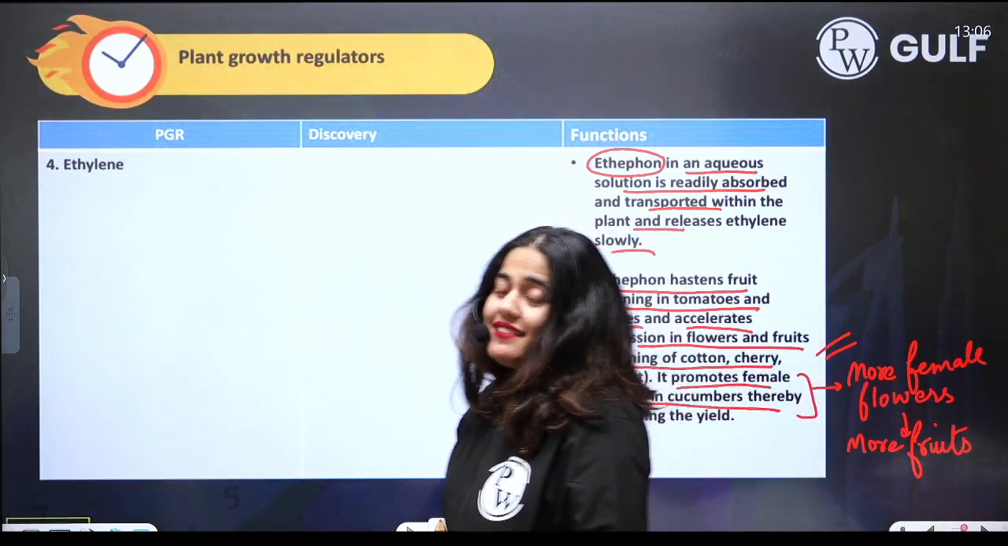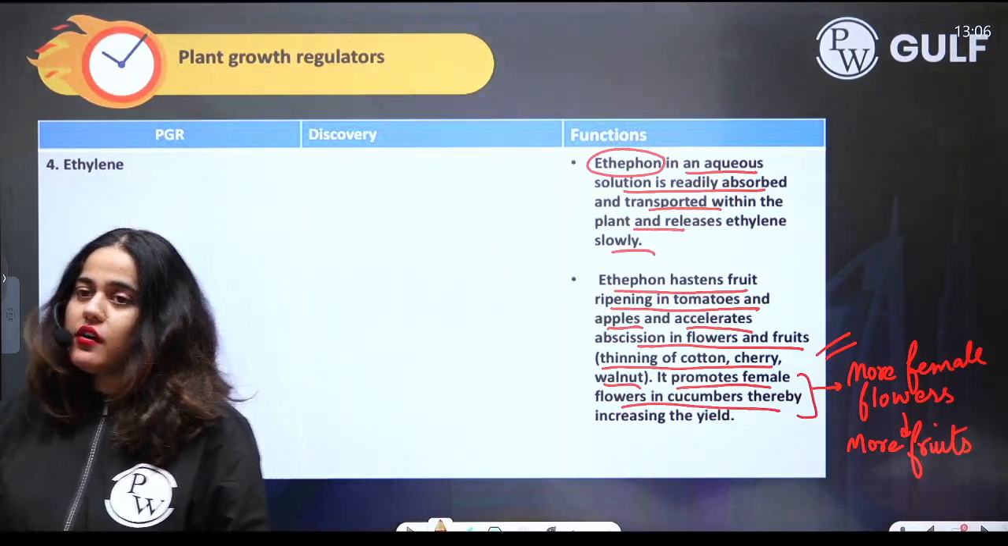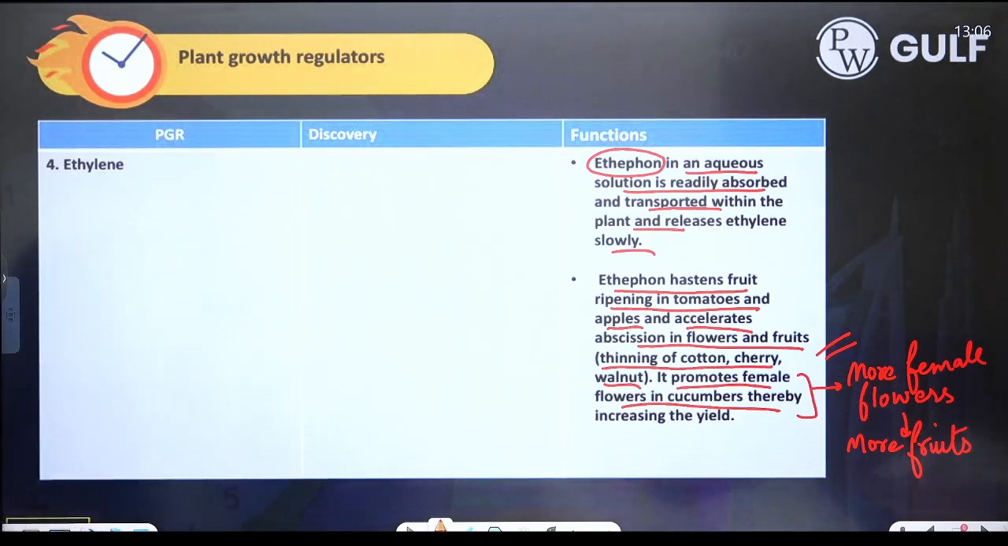Okay, so these are the roles of ethylene. I hope this is clear to all of you.